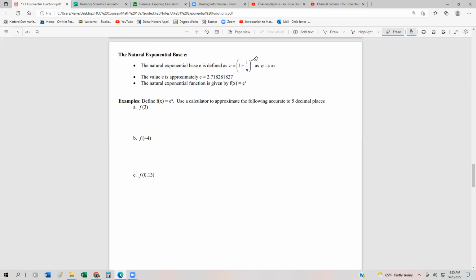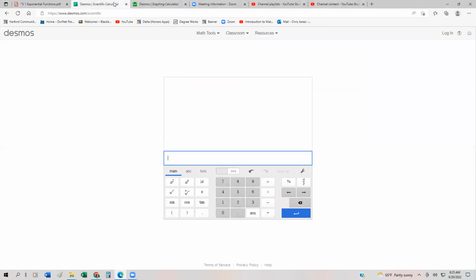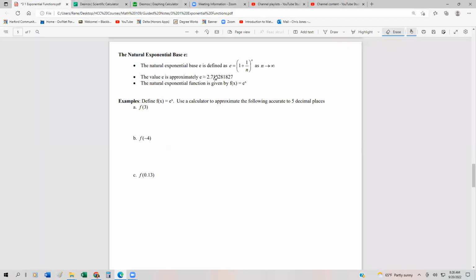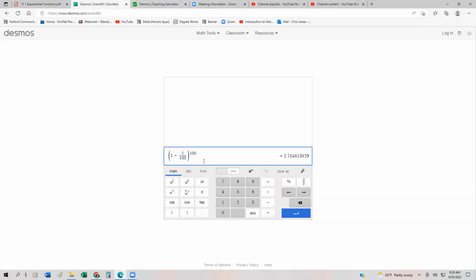What I'm going to do is throw some big numbers in for n into a scientific calculator. Let's plug in 1 plus 1 over 100, and raise that to the 100th power. I get 2.704. Remember, we're trying to get to approximately 2.71828. So let's add another 0, and we get 2.716. Let's add a couple more zeros.